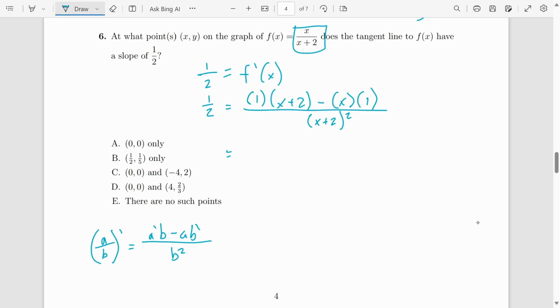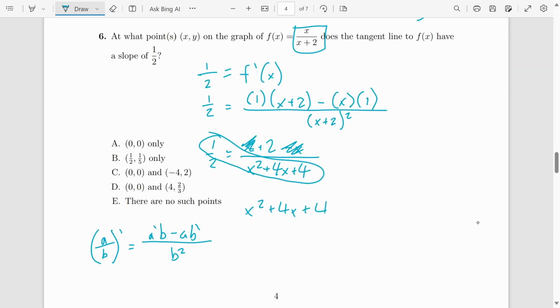So doing that, let's simplify. This would become x plus 2 minus x all over, let's see, this will be x squared plus 2x plus another 2x, so 4x plus 4, equals a half. I'm running out of room here, but these x's would cancel out. We just got 2 on the top. At this point, we can probably cross multiply, where we multiply x squared plus 4x plus 4 times 1, which is just x squared plus 4x plus 4, and 2 and 2, which is 4.